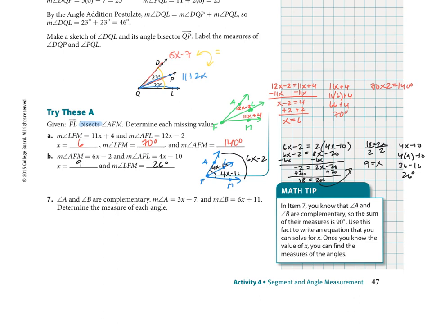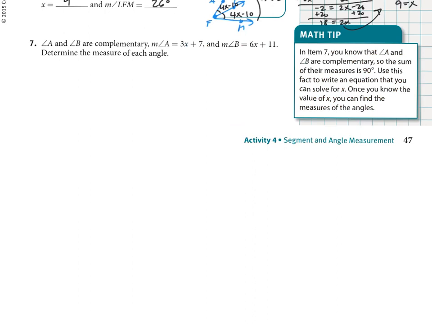So we know this angle is also 4x minus 10. Instead of having to add those two together, I decided to multiply 4x minus 10 by 2 there. So just another way to approach it. Let's go ahead and look at number 7. It says angle A and angle B are complementary. The measure of angle A is 3x plus 7, and the measure of angle B is 6x plus 11. Determine the measure of each angle.